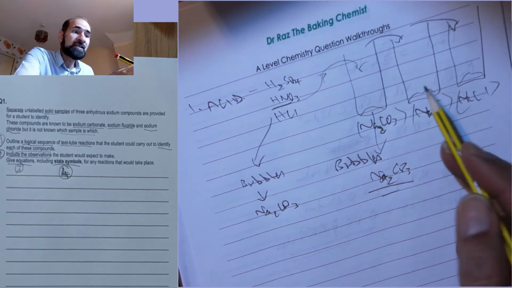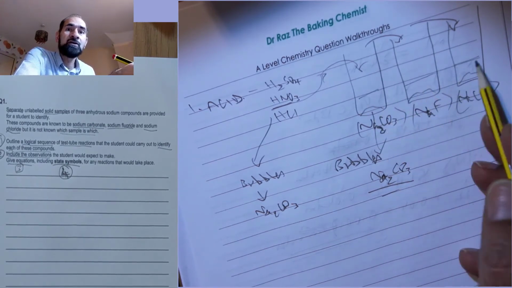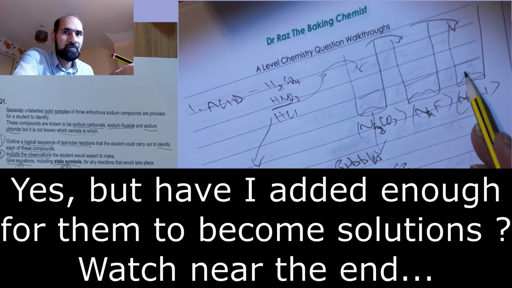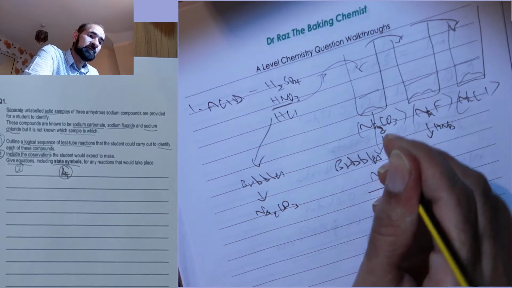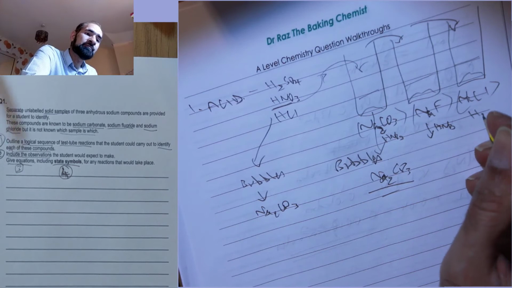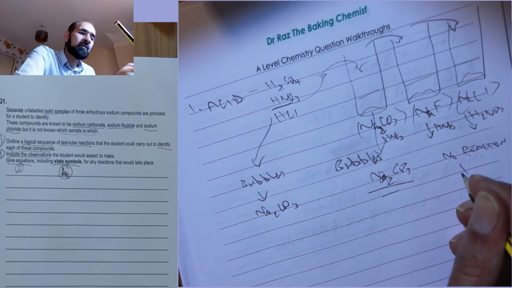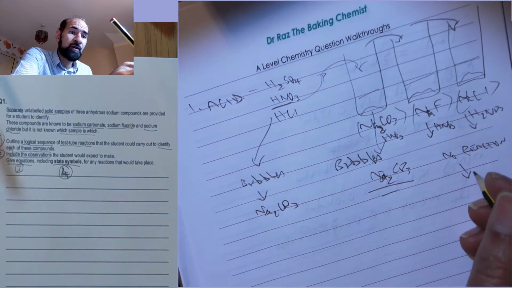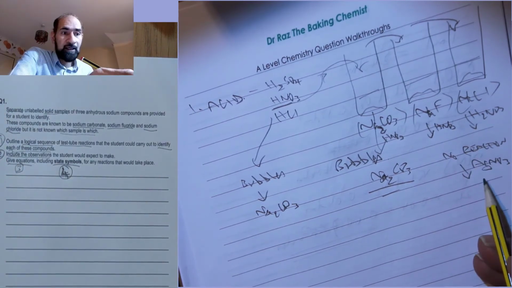So these have already got nitric acid, and that's why I know it bubbled. This one as well. And this one is going to be no reaction. Now I'm going to add to both of them what? Silver nitrate. Because I've already added nitric acid, I'm going to add silver nitrate.